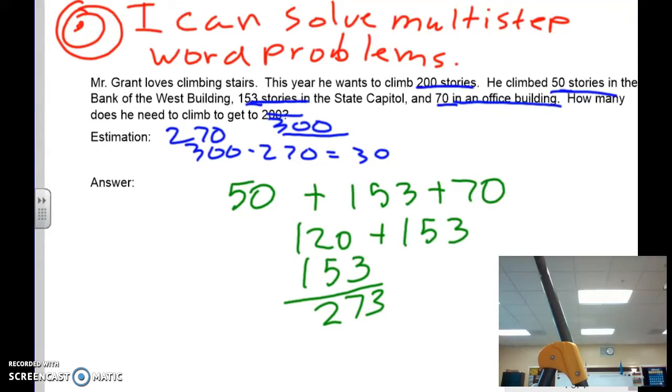Well, what I'm trying to find is how many I need to get to 300. So first I added, now I'm going to subtract. So 300 minus 273. So I know that 30 plus 270 gives me 300. So I'm going to take away 3 from 30. So I believe that this is 27.